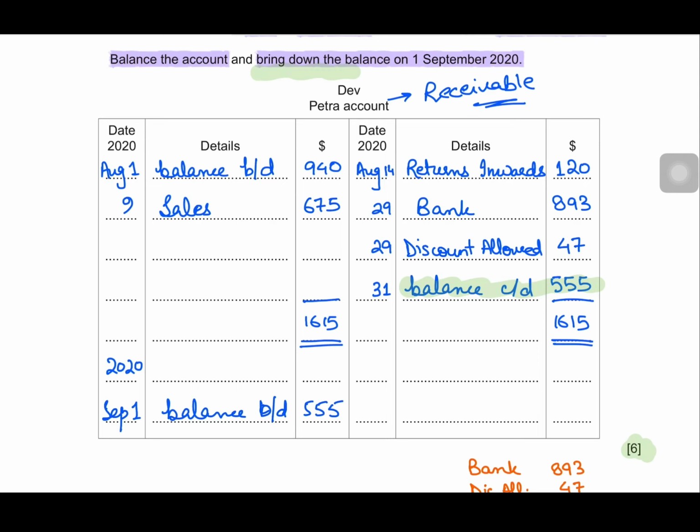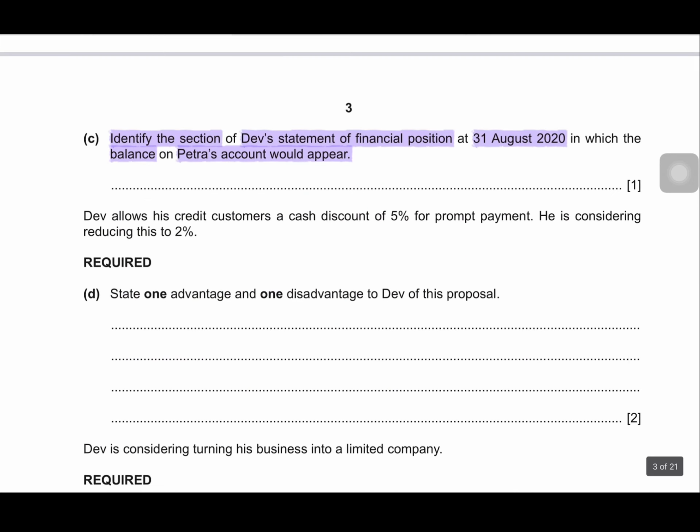Not a non-current asset, because non-current assets have a long life. They are usually the machineries and the plant and equipment, computers, etc. So accounts receivable fall in which category? In current assets. So in which section would her balance be shown? You will write current assets, right? Don't write that she is a receivable. Of course she is a receivable, but in which section will her balance be shown? In current assets, and then you'll have your 1 mark.